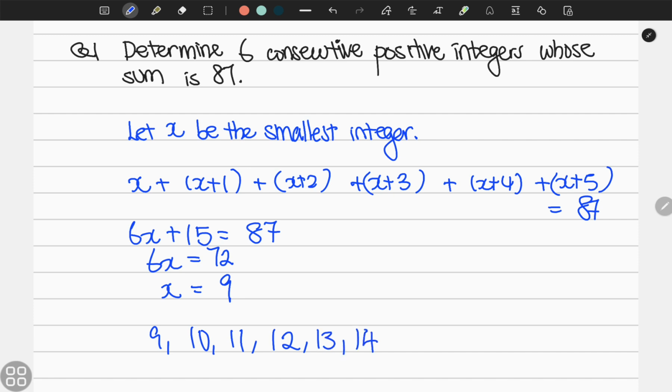So you can check as well, add them all together. That should give you 87. Oh wait, there's an error. This here should be 12, so this is wrong as well. You should have 12, 13, 14, 15, 16, and 17.